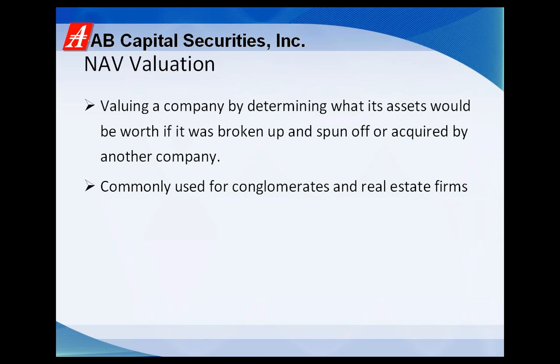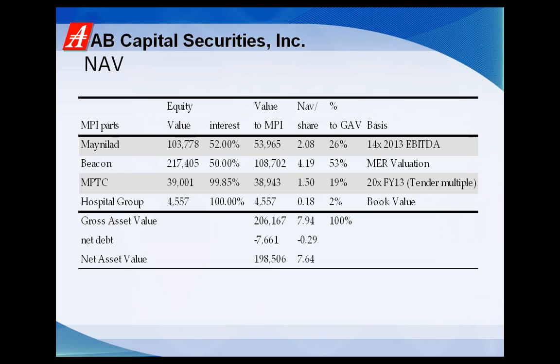We have an example here of a net asset valuation of Metro Pacific Inc., which has under its umbrella Maynilad, Beacon, Metro Pacific Tollways, and the hospital group. And if you do the sum of the parts valuation, eventually you would arrive at a net value estimate of Metro Pacific at around 7.64 pesos per share.